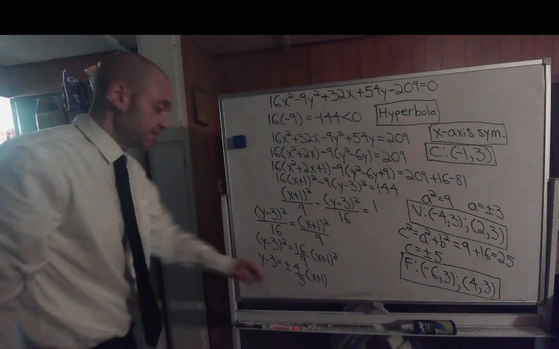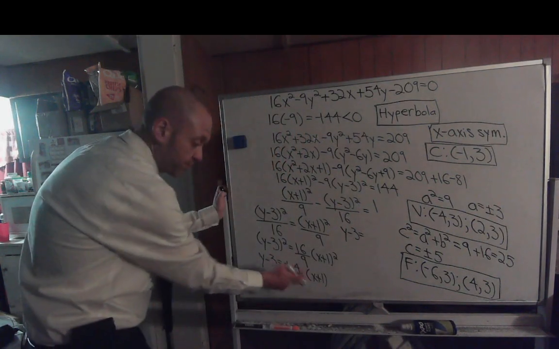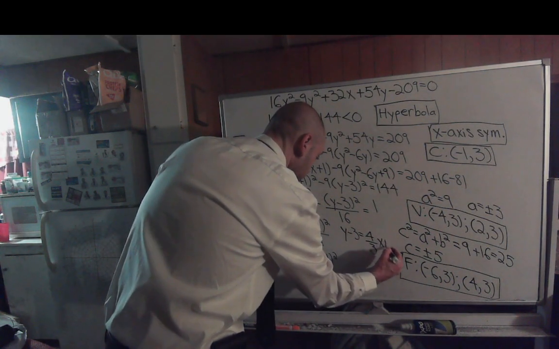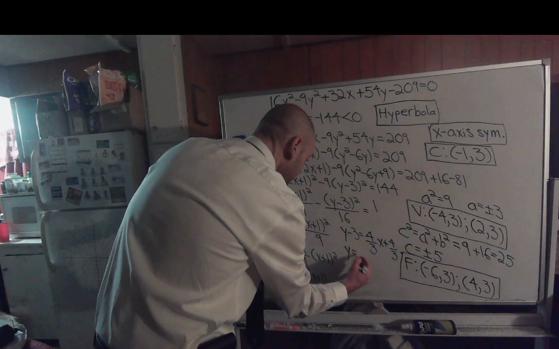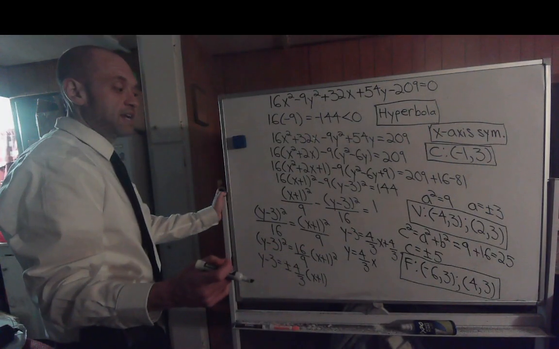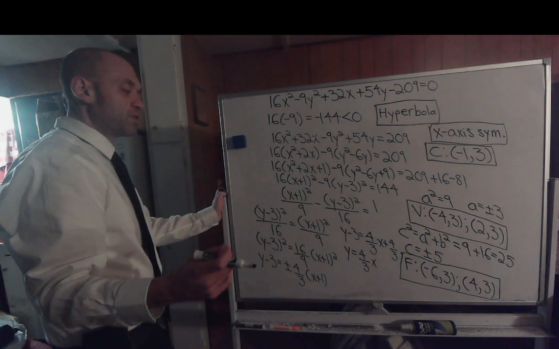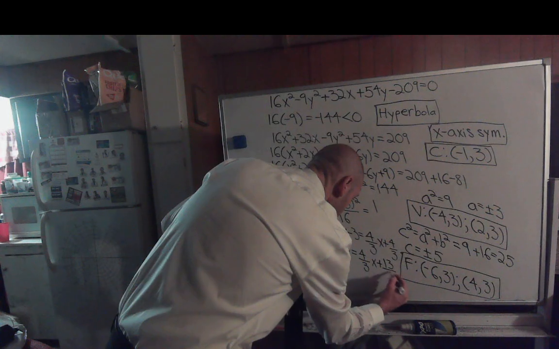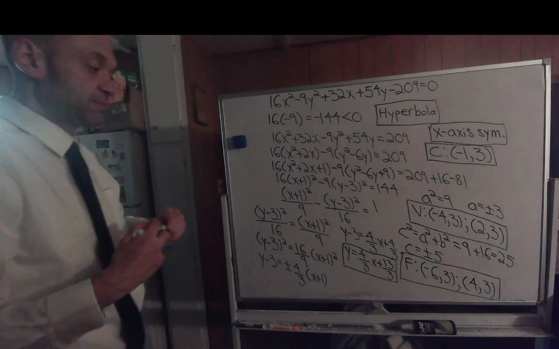Let's go with the positive 4/3 first. So y minus 3 equals 4/3 times x plus 1. That would be 4/3 x plus 4/3. So then we'll have y equals 4/3 x, and 4/3 plus 3 is the same as 4/3 plus 9/3. That would give me 13/3. So the first asymptote would be y equals 4/3 x plus 13/3.